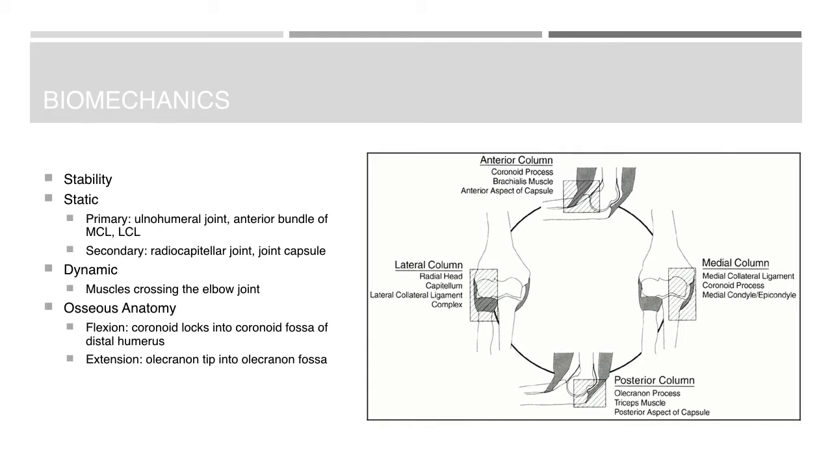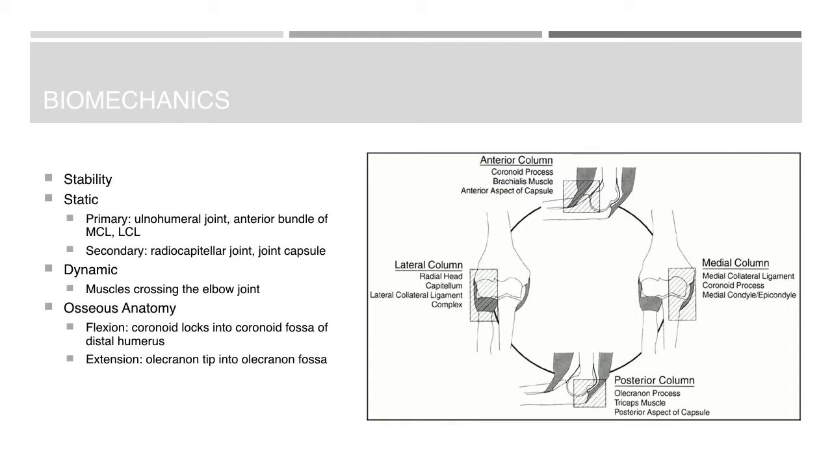Stability of the elbow joint is achieved through a combination of static and dynamic constraints. The three primary static stabilizers are the ulnohumeral joint, the anterior bundle of the MCL, and the LCL. When these are intact, the elbow is stable. The secondary stabilizers are the radiocapitellar joint and the joint capsule. Muscles that cross the elbow, described previously, act as dynamic stabilizers, and these include the anconeus, brachialis, biceps, triceps, as well as the common flexor pronator mass and the common extensors.